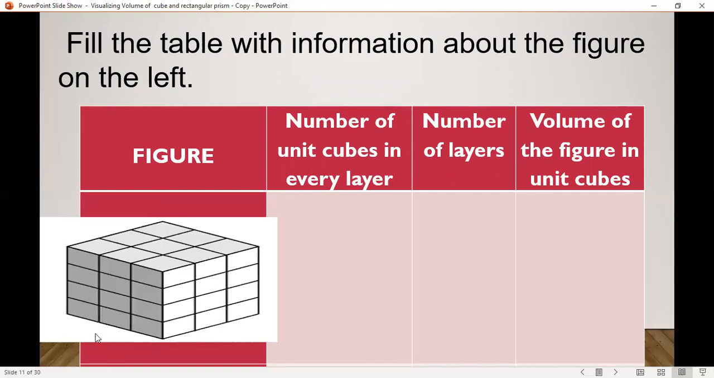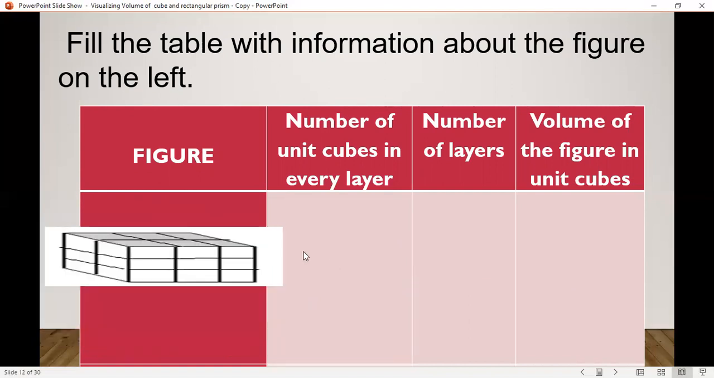This figure has 3 units in the length, 3 units yung width. There are 9 unit cubes in every layer. Number of layers, 4. 9 times 4 equal to 36. Next figure. So width 2, length 3. There are 6 unit cubes in every layer. Number of layers, 3. 6 times 3 equal to 18.